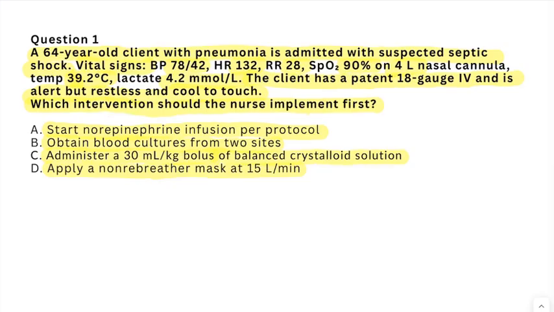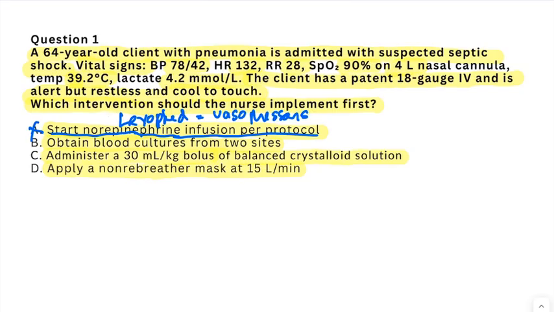Okay, so let's look at the rationales for the correct and incorrect answers. Let's look at choice letter A. So choice letter A says start norepinephrine. That's the drug of choice for septic shock. It's a vasopressor, right? And that's the vasopressor of choice for patients who have septic shock, norepinephrine, or what we call Levophed. And it says start norepinephrine infusion per protocol. Now, this is an incorrect answer.